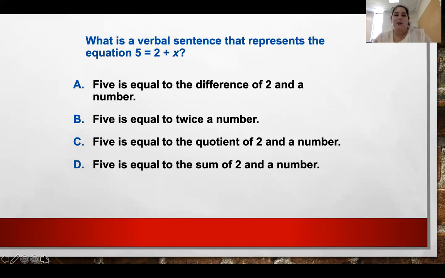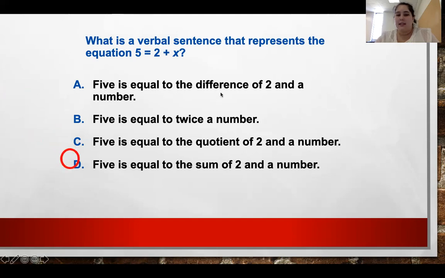All right, so hopefully you worked it out. We have 5 is equal to, and notice that is the first four words in each of the sentences, and we have 2 plus x. So that plus tells me we're looking for a sum, and the only one that has the word sum in it is D. You could also see "2 is increased by a number" as another way to look at it, but that is also not an option.